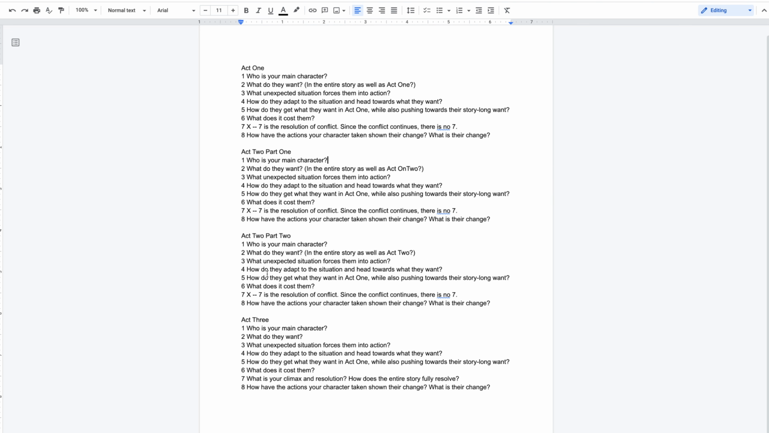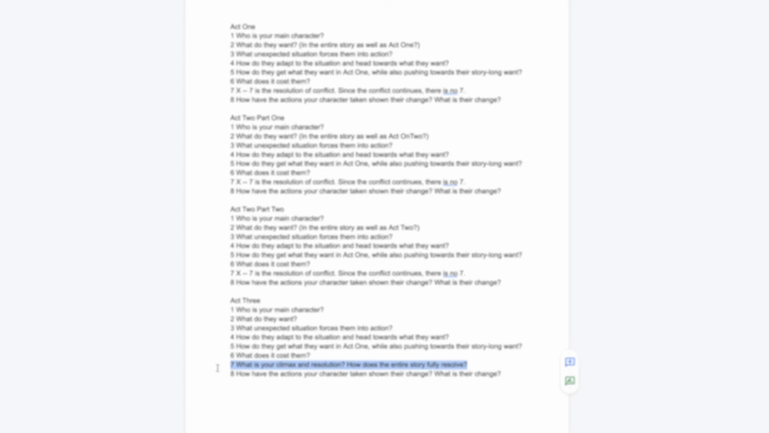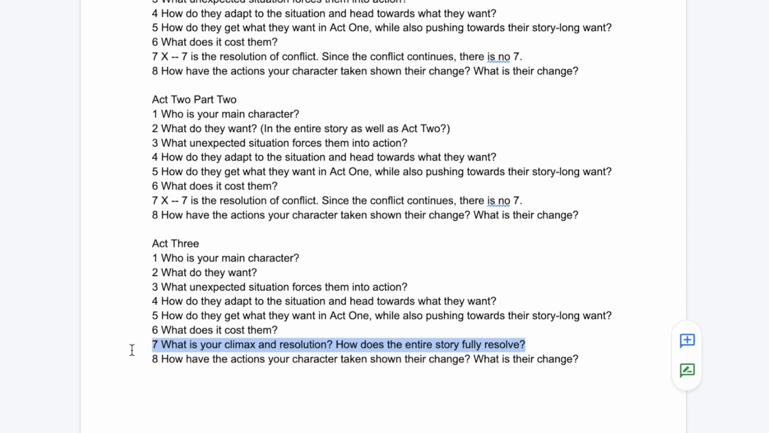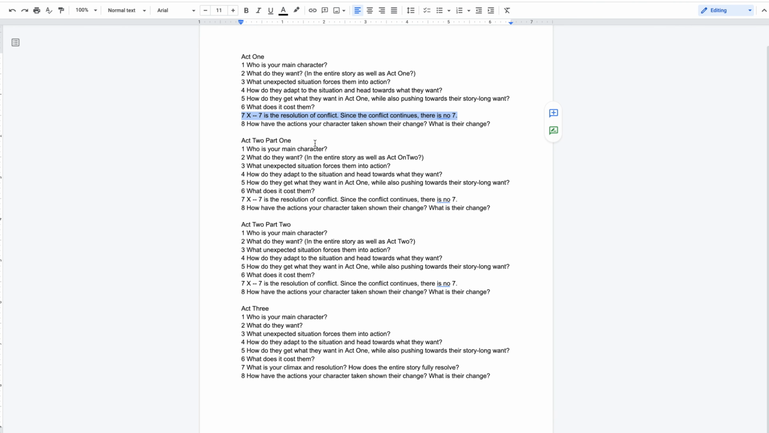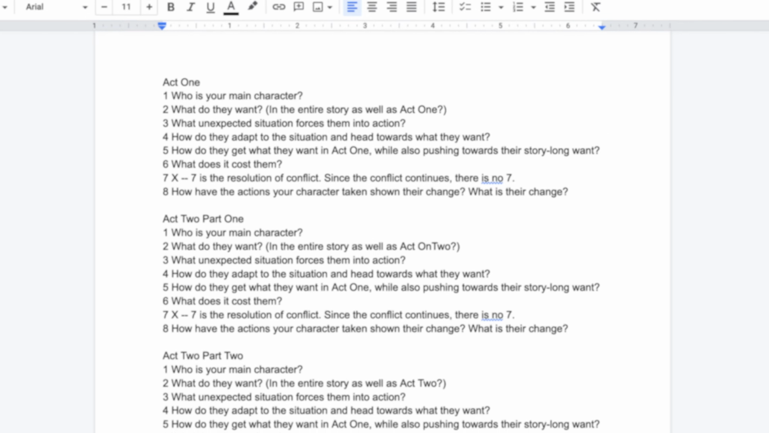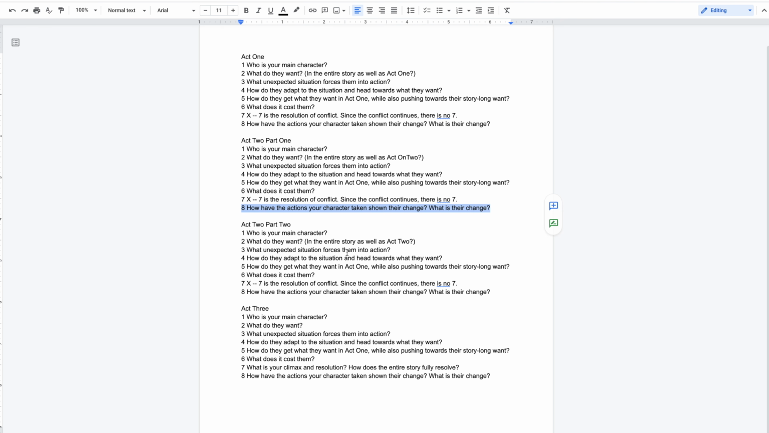So you go Act 2, Part 1, Act 2, Part 2, Act 3, and so on. You'll see here in Act 3, I also have what is your climax and resolution and how does the entire story fully resolve? That is because finally, there is a resolution of conflict that we didn't see in the previous acts or previous sequences, because the story is now ending, okay? So you will then notice that at 8, this is how you can really start to build in the change of your character, right? Because they're going after something, it's costing them something, and they're having to continue to choose what they want and how they will go after it. Now we are having an actual character arc here, right?